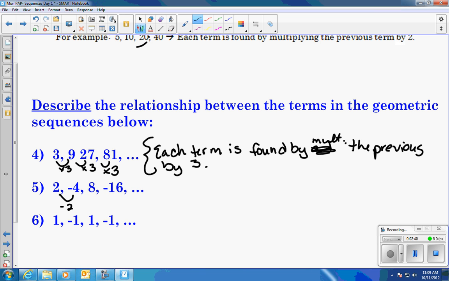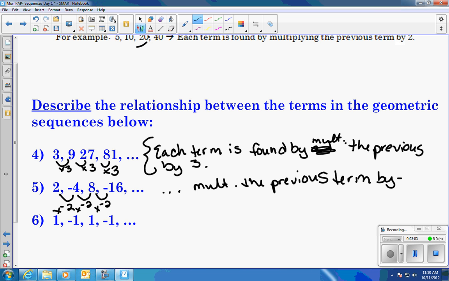So we're multiplying by -2. 4 times -2 is positive 8. 8 times -2 is -16. So all of these are being multiplied. So each term is found by multiplying the previous term by -2.